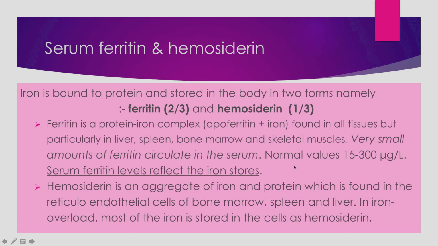whereas hemosiderin is an aggregate of iron and other protein which is found in reticuloendothelial cells of bone marrow, spleen and liver, and this is a bigger molecule, hemosiderin. Right, and if this hemosiderin is increased in the body, that defines the iron overload, that the iron is more in the body if the hemosiderin levels are more than normal. Right, so we do the hemosiderin test in cases where there is iron toxicity in the body.